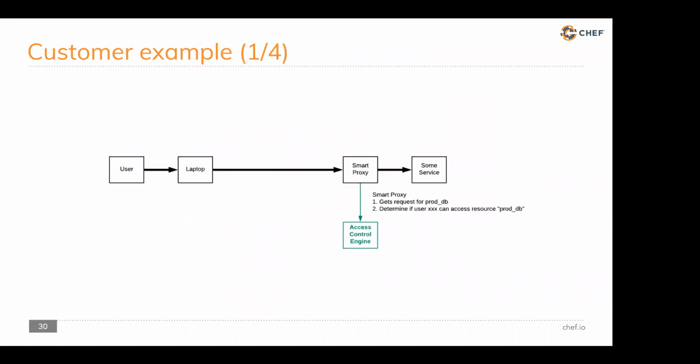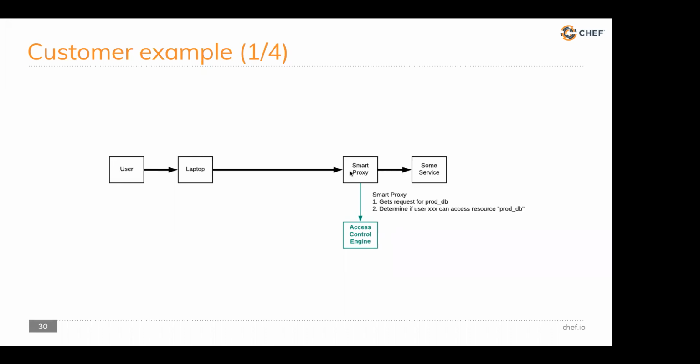So here's an example of what a customer has built. In my opinion, it shows the ideal, all of the pieces that you would need to get this right. We have our user, and this is where I joked earlier that marketing leaves off and Jeff's diagrams fit in. It's much less pretty. But we've got a user who has a laptop and they want to reach a service. In our example, let's call the service production database.